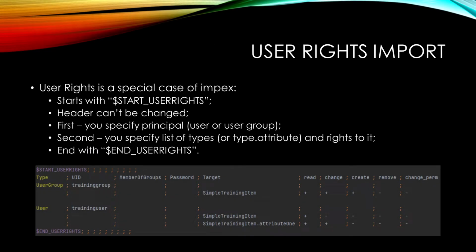There is a special case of import that is user rights. User rights have a few rules. They start with the Start User Rights line. The header cannot be changed. First, the principal, that is a group or user, is specified. Later, you can specify a list of types or even attributes and rights for them. In the end, the ImpEx is finished with the End User Rights line.